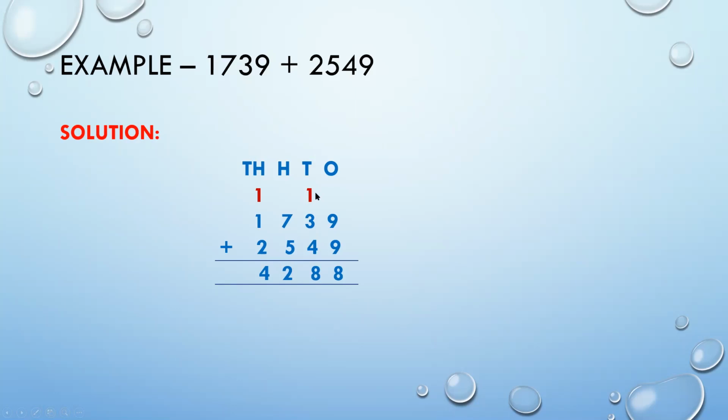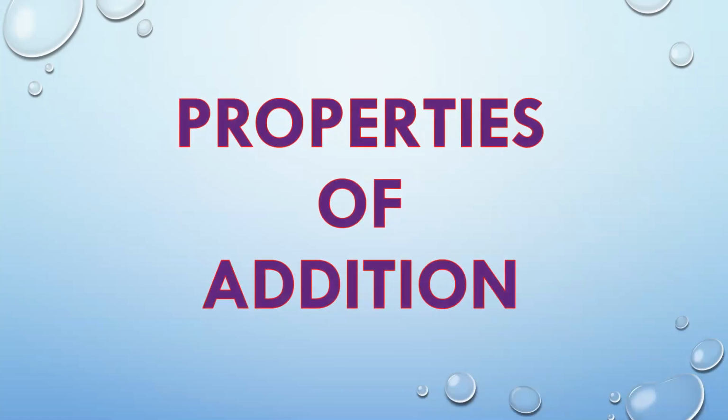Now you will add the carry, that is 1 plus 3 plus 4, that is 8. So it's a one digit number, so there is no carry on hundreds place. So we will add 7 and 5, that is 12. So we will write 2 here and 1 as a carry on thousands place. Now we will add 1 plus 1 plus 2, that is 4. So we get 4,288 as a sum.